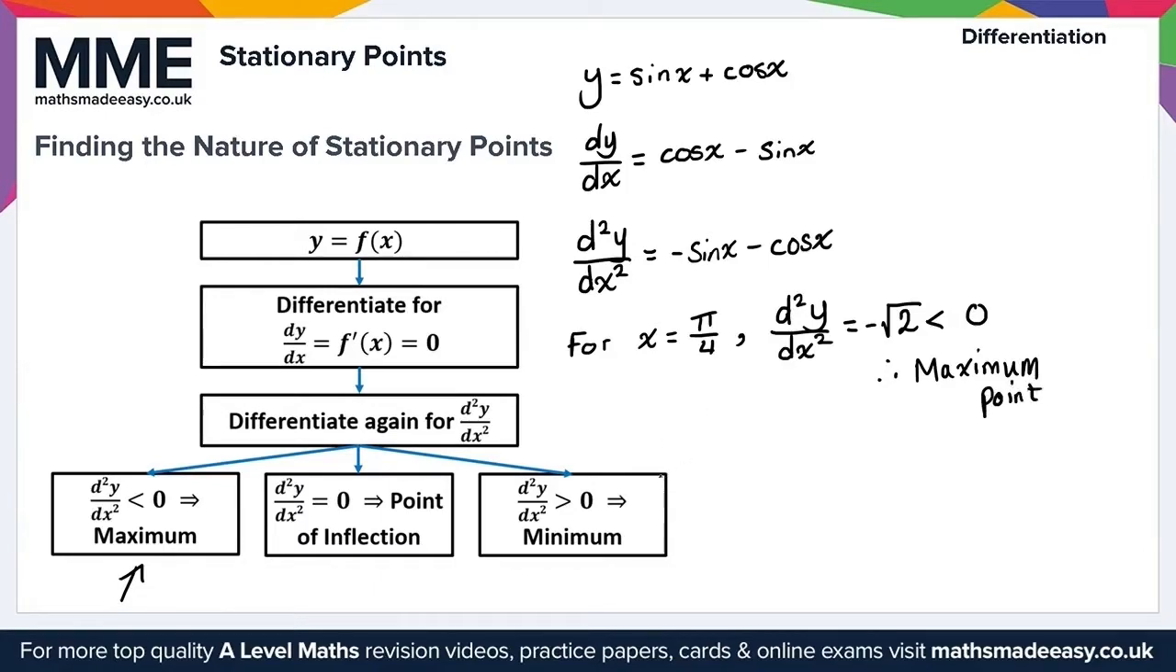And now we also need to consider the other point, which is x equals 5 pi over 4. So for x equals 5 pi over 4, what would we obtain here for the second derivative? Well, just substituting x equals 5 pi over 4 into our second derivative, we obtain that this is equal to the square root of 2. And the square root of 2 is simply larger than 0. In that case, that tells us we have a minimum point. So therefore, that is a minimum point.